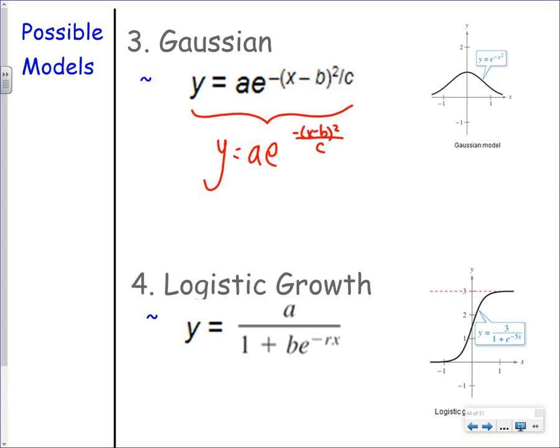It's negative x minus b quantity squared all over c, all in the exponent. Gaussian could be used in economics, could be used in business. Logistic growth is used in population, maybe I shouldn't say control, but population studies. How's logistic growth shown? Spreads of viruses. It's like disease control. Probably more. Those are the first few that come to my mind.